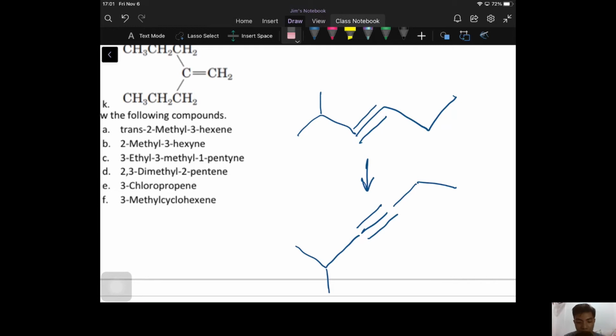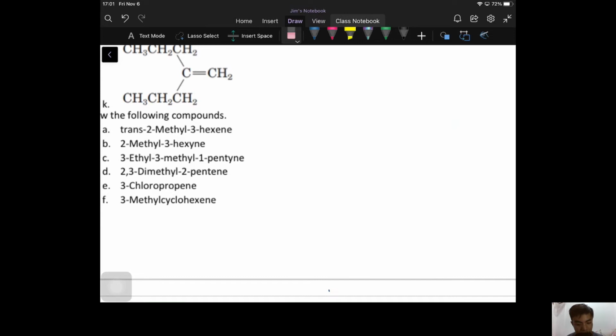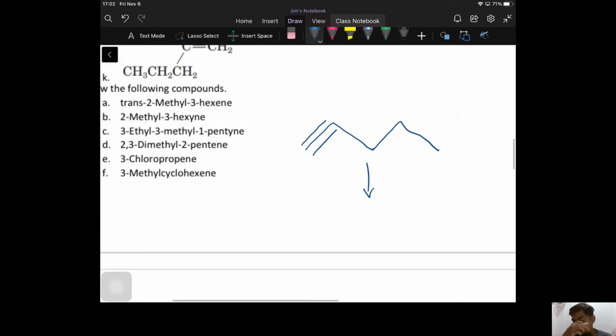Practice pa. Try natin yung letter C. 3-ethyl, 3-methyl, 1-pentyne. Let's do that. Pentyne, 5 carbon. 1, 2, 3, 4, 5. Okay, 5. Nasaan yung triple bond? Yne. Nasa first carbon. Ano yung problema dyan? Ang problema ay may bend. Kailangan linear yan. So, convert natin yan as straight line.